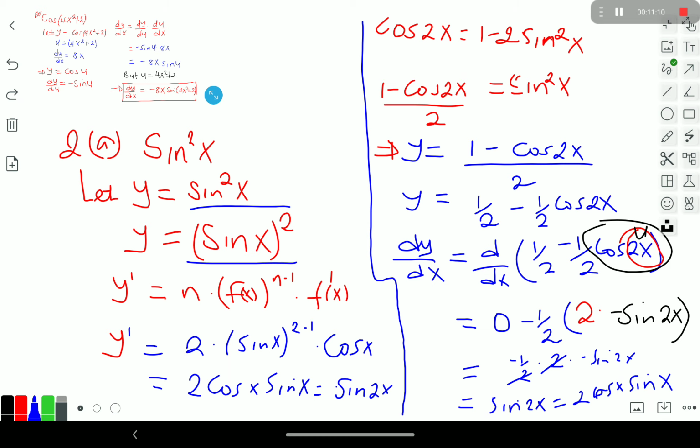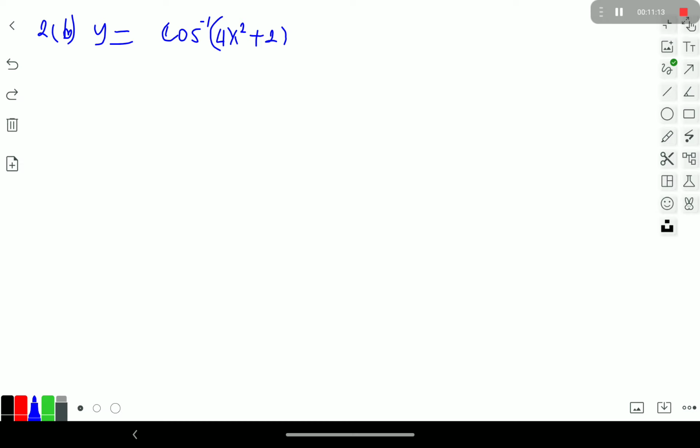Let's go to the next. Now for the last part of 2b, we have this, but in the previous video we looked at how to deal with the inverse. So from here, cos y will be equivalent to 4x² plus 2. Actually, this one looks somewhat fair.